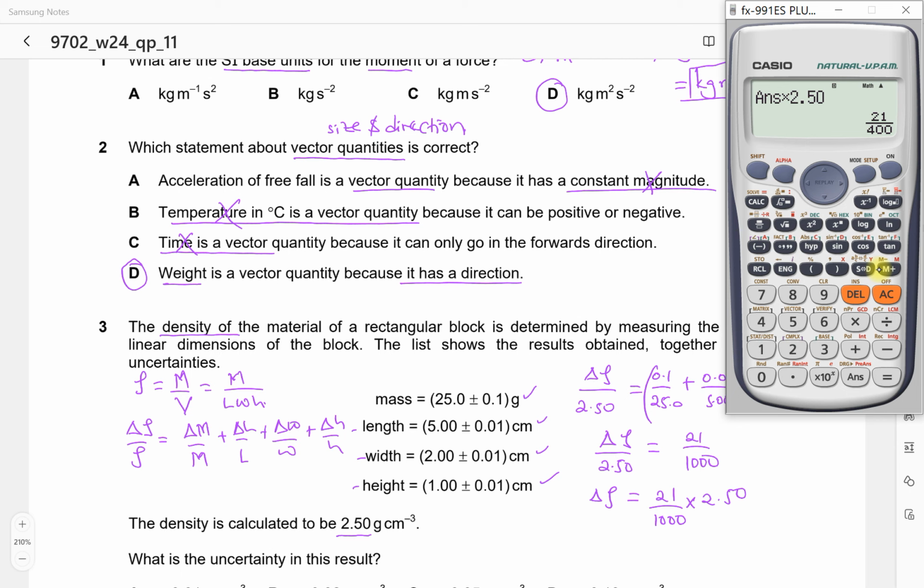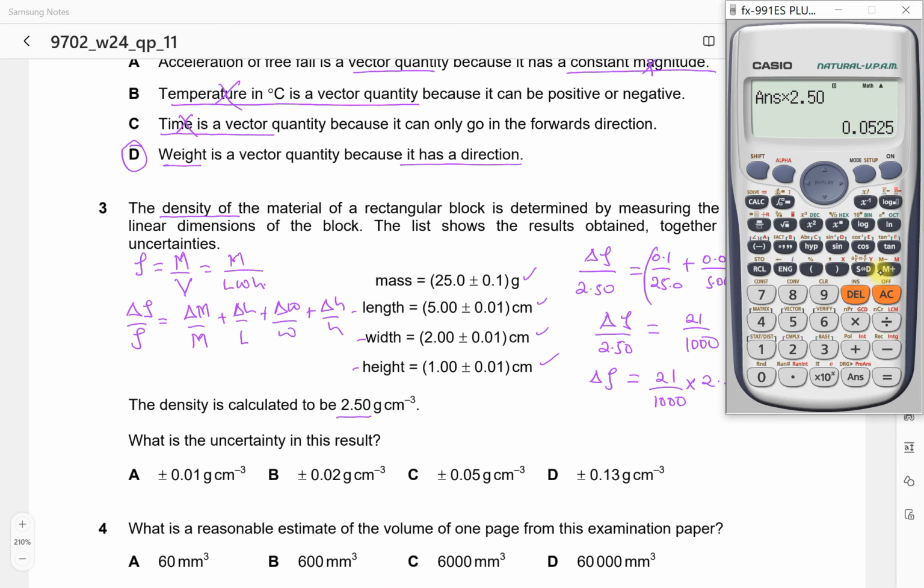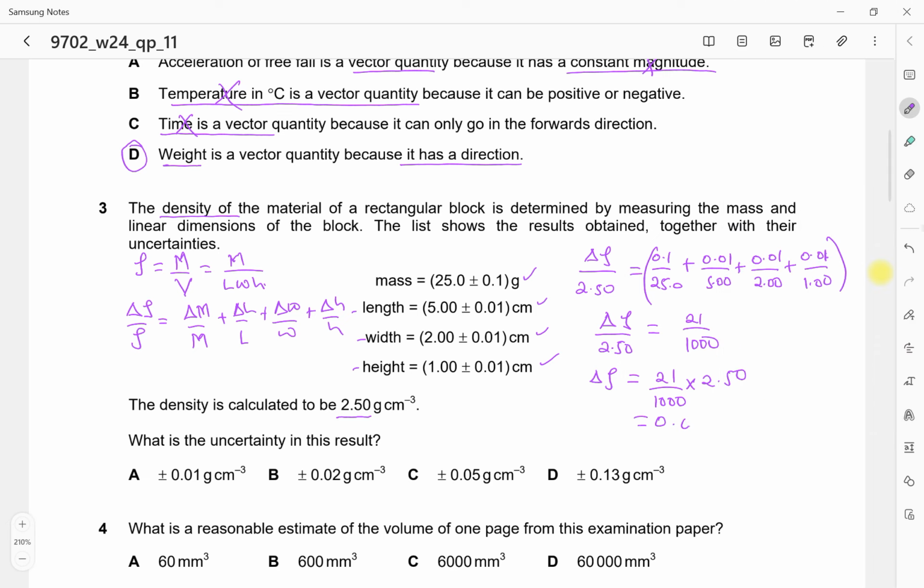So that is 21 divided by 400, which simplifies to 0.0525. So uncertainties are good enough to one significant figure. Of course, this one is grams per centimeters cubed. So to one significant figure, this is 0.05, which makes the answer to be C.